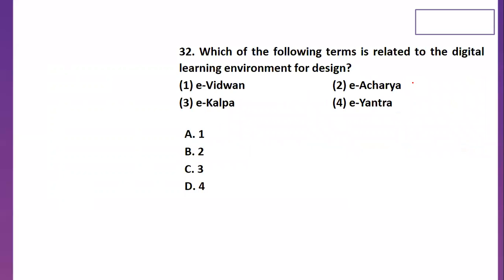Now, which of the following terms is related to the digital learning environment for design? So they have given you the terms: e-Vidwan, e-Acharya, e-Kalpa, e-Yantra. The question asks which term is related to the digital learning environment, whether it is e-Vidwan, e-Acharya, e-Kalpa, or e-Yantra. The one related to the digital learning environment for design is option number 3, that is e-Kalpa.